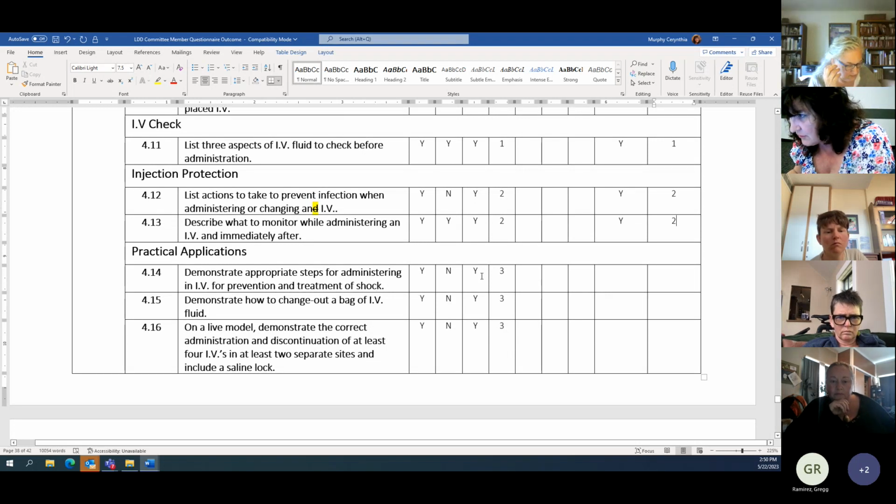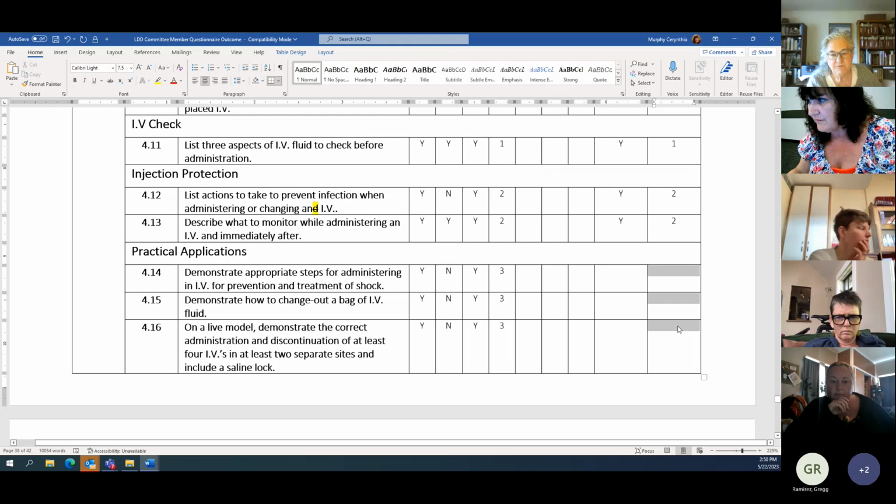And then all of these are 3s because it's a practical application. And that's because we're on the skills exam. Exactly. Good with that?